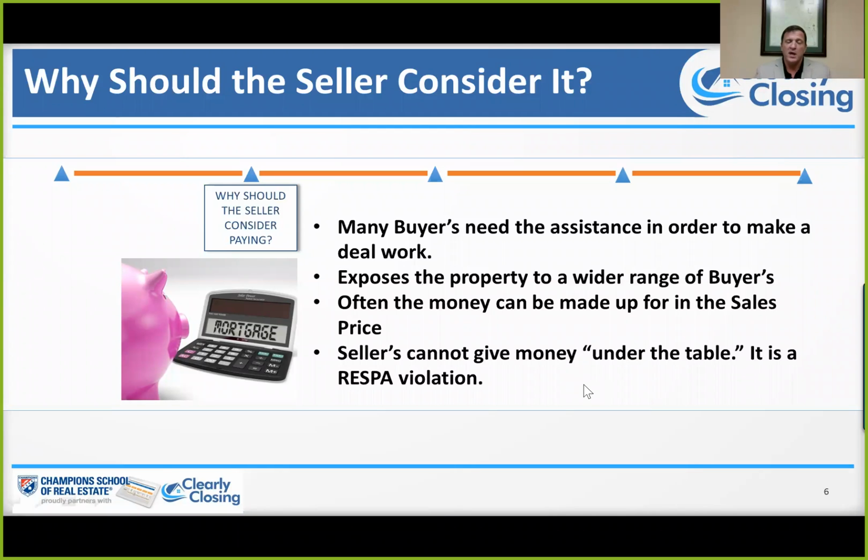One other quick note: a seller cannot give money under the table to a buyer. It's a RESPA violation, a Real Estate Settlement Procedures Act violation. Sometimes a seller says, look, I'll just give them $1,000 at closing. You can't do that. The money given to the buyer has to be documented within the contract or in any amendments to the contract and approved by the underwriter. So just make sure that any assistance the seller gives to the buyer is taken care of in the contract.